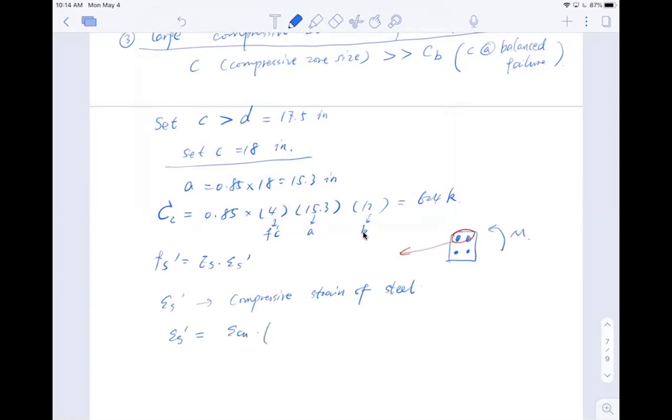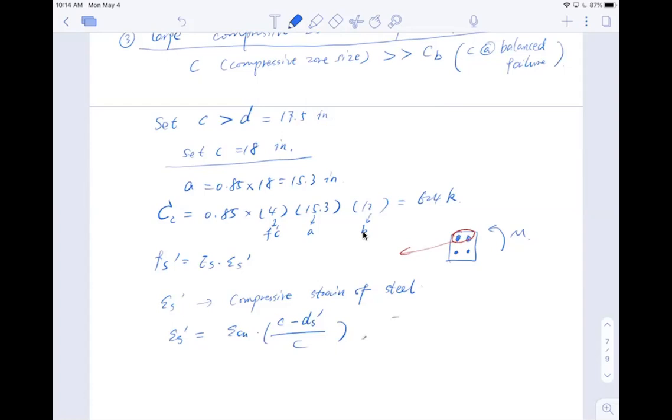Actually, in this case, this is compression. So it's c minus ds prime, which is the concrete cover, divided by c. Okay, so that's the strain.